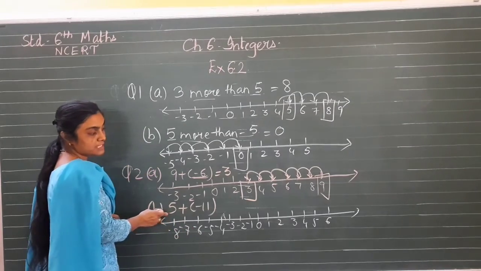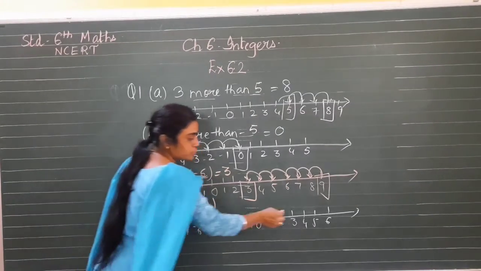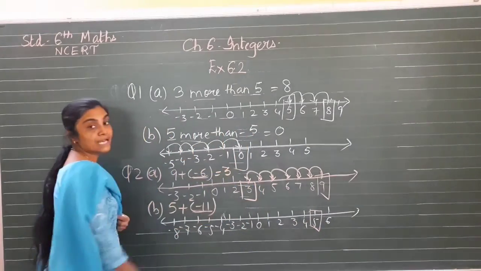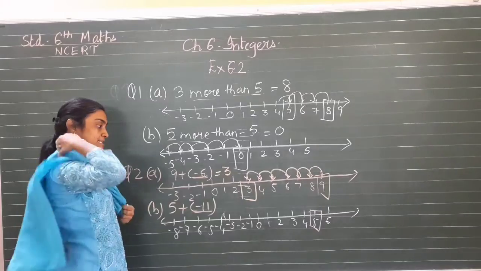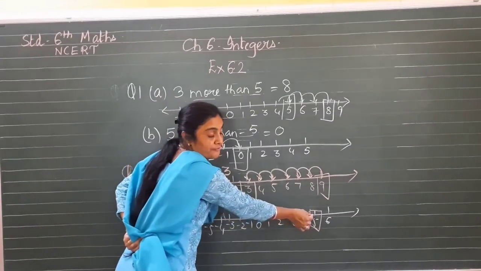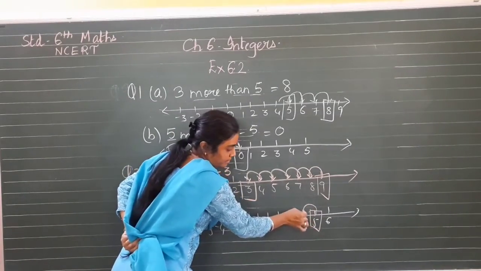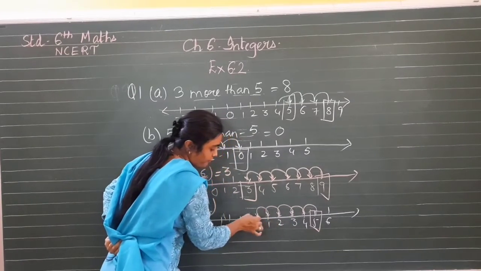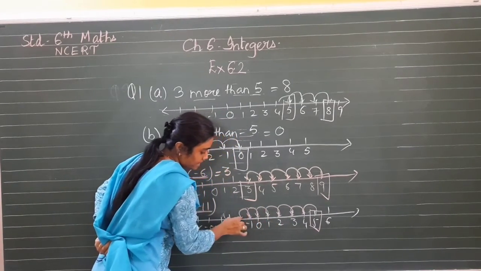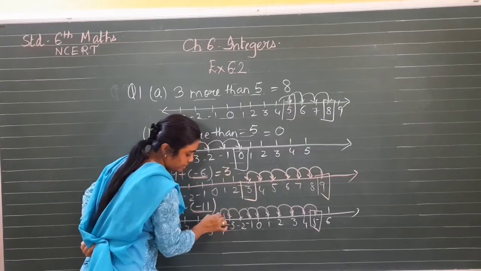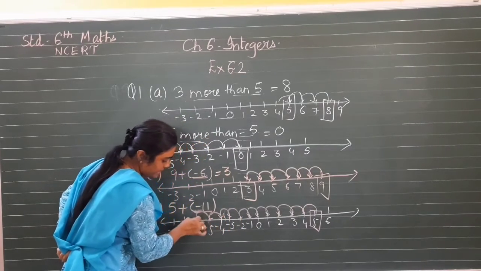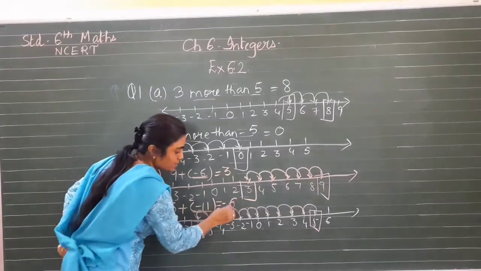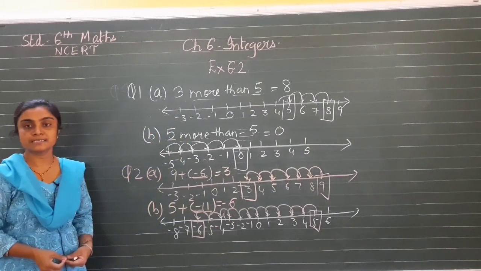Now 5. So it is positive 5. So here it is plus 5. We have to go minus 11 steps towards the left hand side. So we will start counting from 5. 1, 2, 3, 4, 5, 6, 7, 8, 9, 10, 11. So we will reach at minus 6. So the answer is minus 6.